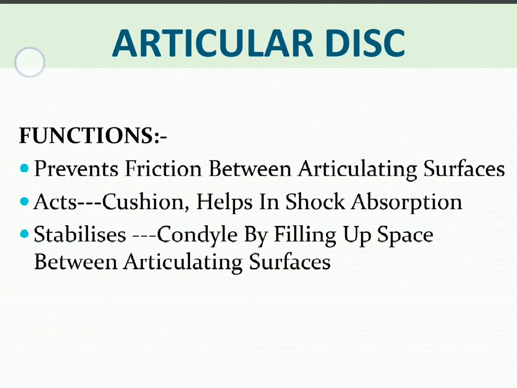Now, articular disc is functionally very, very important. What are the functions? It prevents friction between the articulating surfaces. It is a cushion. It helps in absorbing shock. Stabilizes the condyle by filling up the space between articulating surfaces. So the articular disc gives both stability as well as safety to the temporomandibular joint.